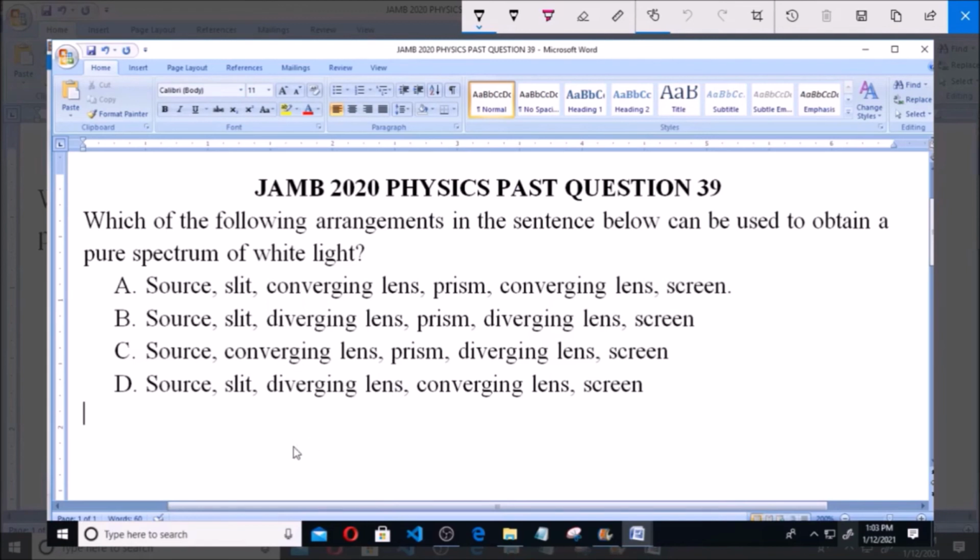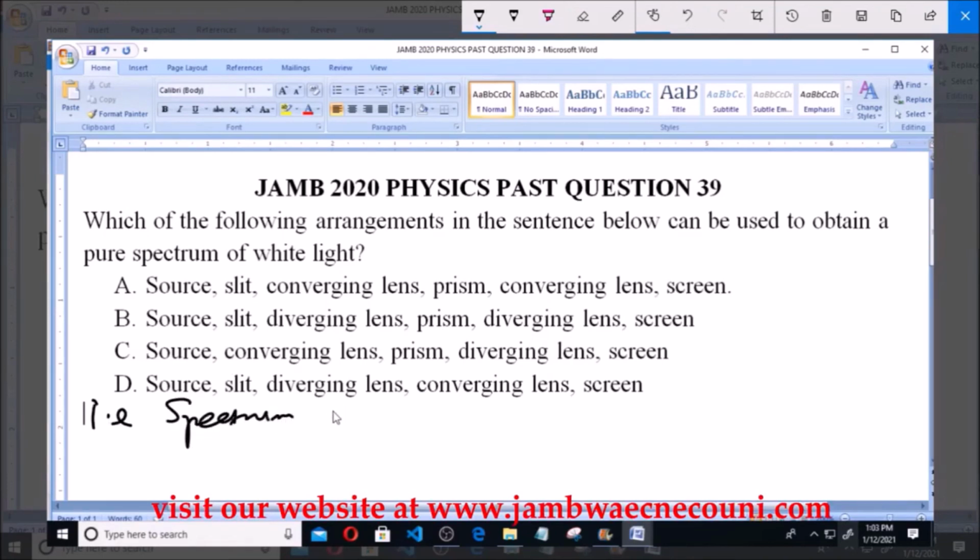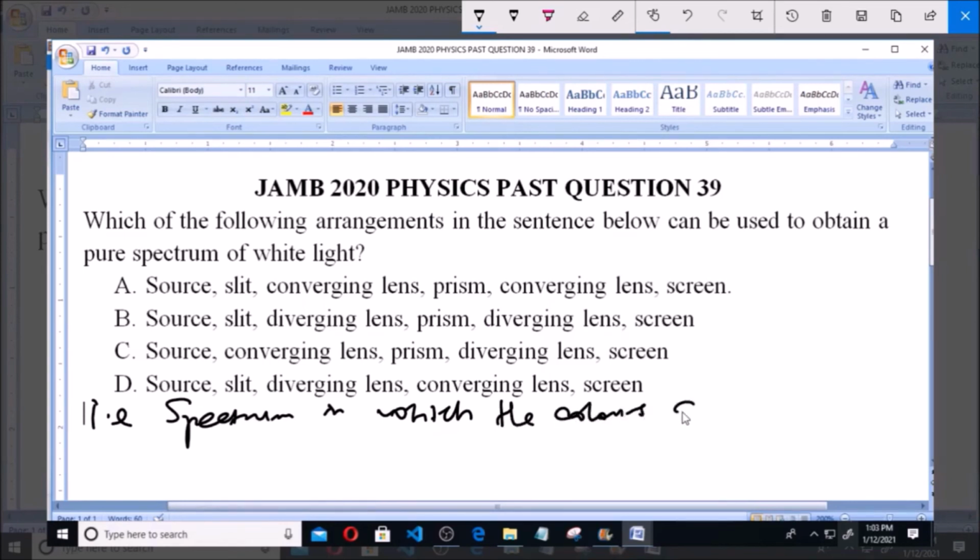Now, what we mean by a pure spectrum, I'm briefly describing it. A pure spectrum is a spectrum in which the colors are clearly separated, or distinct from each other. That is, the various color components of light are clearly separated or distinct from each other. Now, to obtain a pure spectrum of white light, the setup is in the following order.